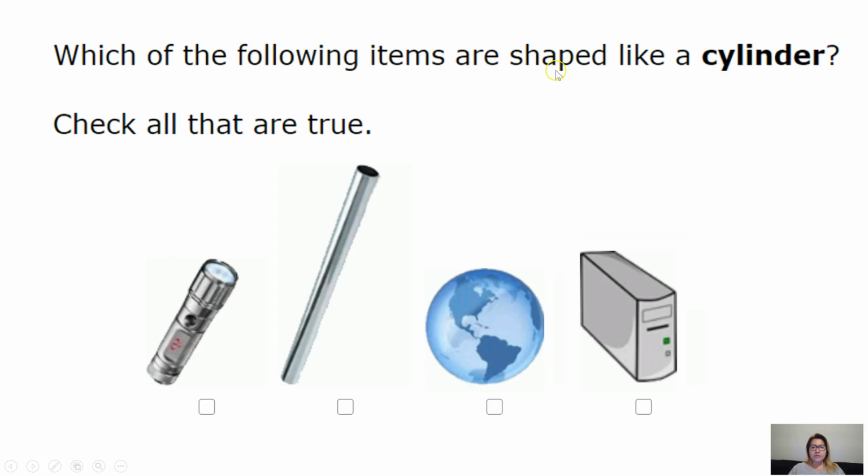Which of the following items are shaped like a cylinder? Check all that are true. Well, a cylinder, boys and girls, is like this. Okay, we have the two faces or the two bases are in circular form. Okay, so we have a flashlight, we have a metal tube, we have a globe, and we have a computer hard drive. Okay, we can see that by looking at these items and by looking at this cylinder that the flashlight matches it, and so does the metal pipe. Okay, so we are going to move on to our next shape.